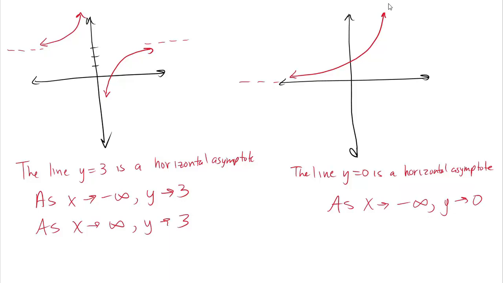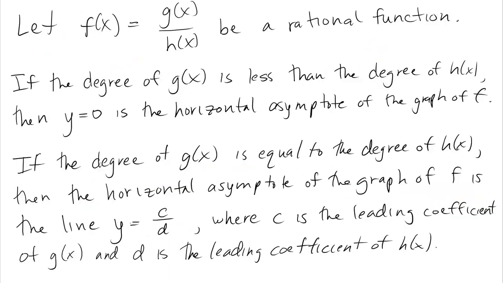It turns out that if a rational function has a horizontal asymptote, there's a pretty simple rule for determining what it is. It's going to look complicated at first, but the rules aren't that bad. Let f of x equal g of x over h of x be a rational function, so g and h are both polynomials. Therefore, they both have a highest power. If the degree of g of x is less than the degree of h of x, then the line y equals 0 is the horizontal asymptote of the graph of f. If the highest power on top is smaller than the highest power on the bottom, then the function is going to level off at the x-axis on both sides.